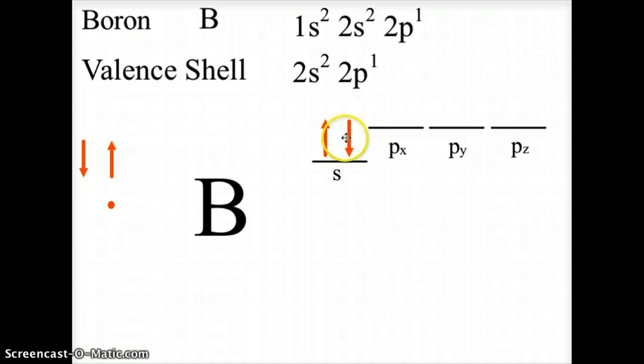Once we have the s orbital filled, we can then go to the p orbital, and in this case we're going to put one electron in the first p suborbital. That means we have 3 valence electrons. So for the Lewis dot for this, we put one electron on top, we put a second electron on top, those are the s electrons, and then we put the third electron to the right, and this is the Lewis dot for boron.